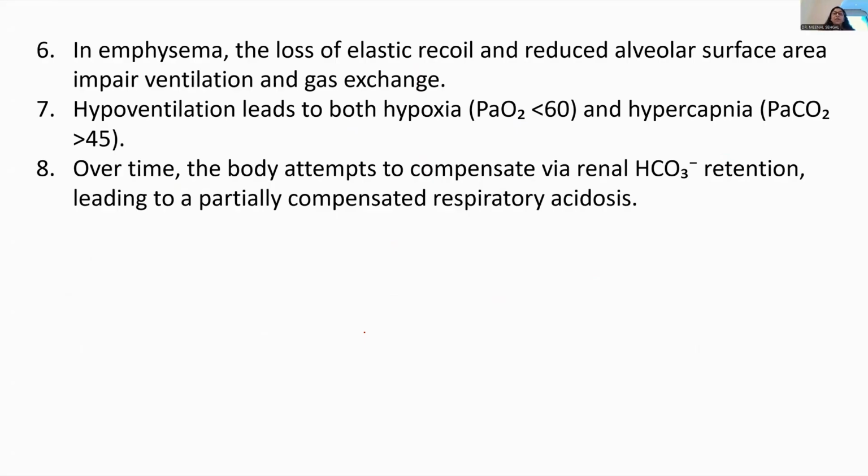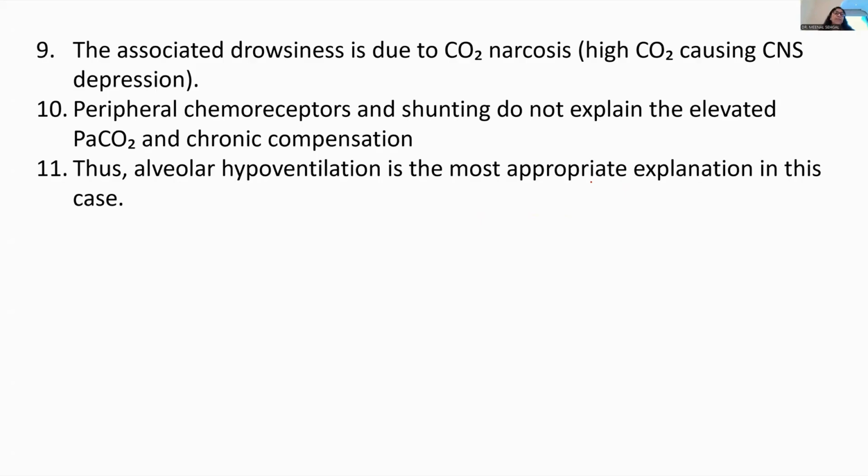In emphysema, the loss of elastic recoil and reduced alveolar surface area impairs ventilation and gas exchange. Correct? So hypoventilation leads to hypoxia with hypercapnia. And over time, the body will attempt to compensate via renal bicarb retention, leading to partially compensated respiratory acidosis. Correct? So far the question is correct and we all got it right.